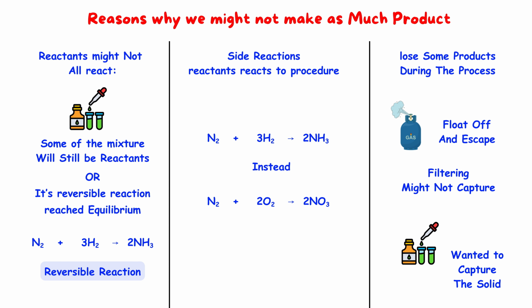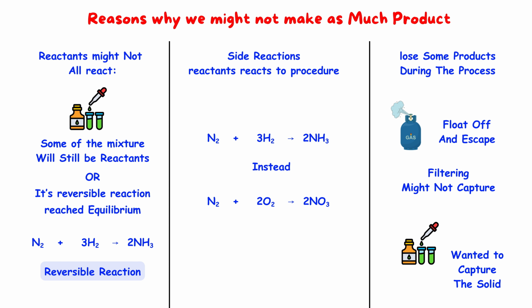The first reason is that not all of the reactants may completely react. Sometimes reactions are slow or may stop before all the reactants have been used up. Alternatively, if the reaction is reversible, it might reach equilibrium, where both reactants and products exist in a balance, and the forward and reverse reactions occur at the same rate.